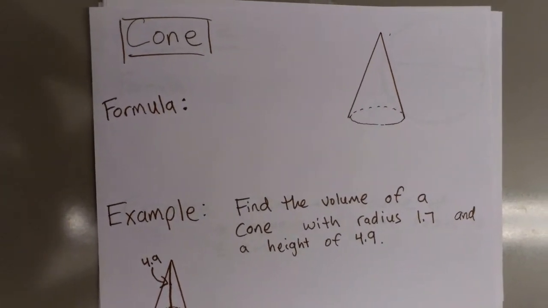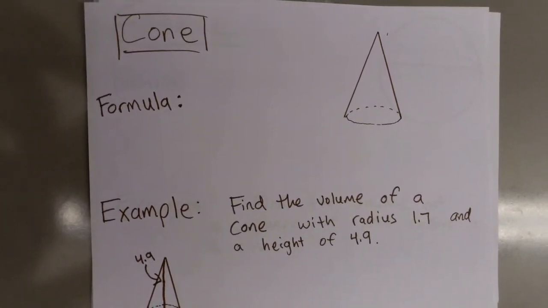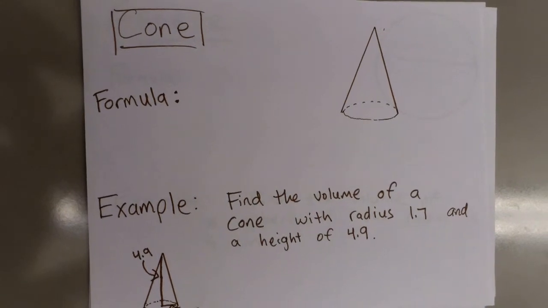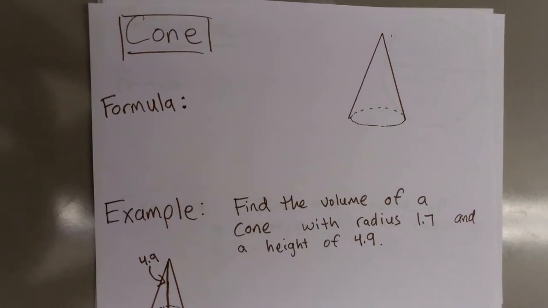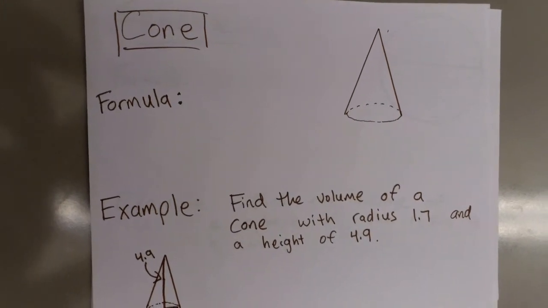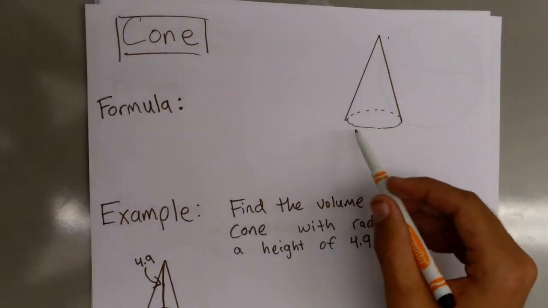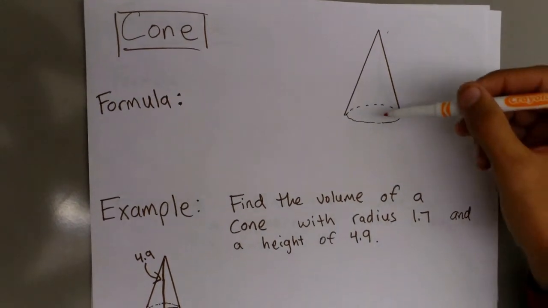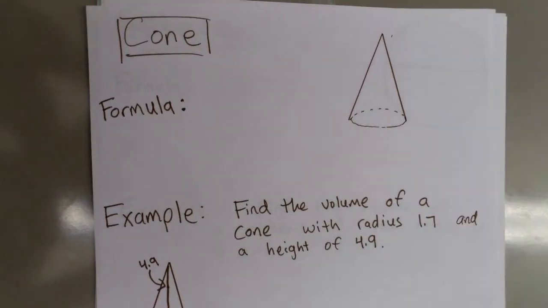The next object we want to talk about is a cone. Here you can think of a party hat or an ice cream cone. And the volume here is 1/3 pi r squared, being the base, times the height, or the distance from the center to the top point here.